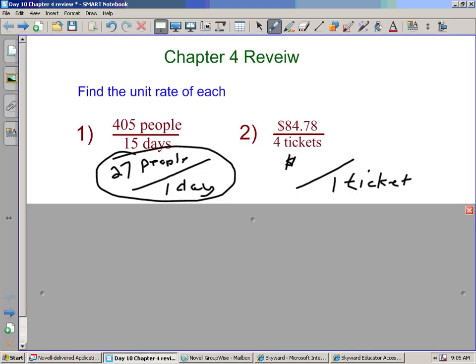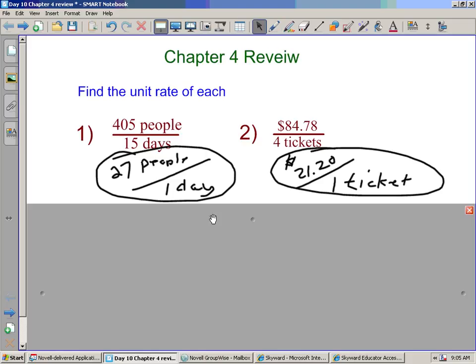Second problem, again, we take the numerator, which is $84.78, and divide it by our denominator, which is 4. We find out that it's $21 and 0.195, which would round up to 0.20, because again, money should always go out two decimal places. So there you go. So that's what a unit rate is.